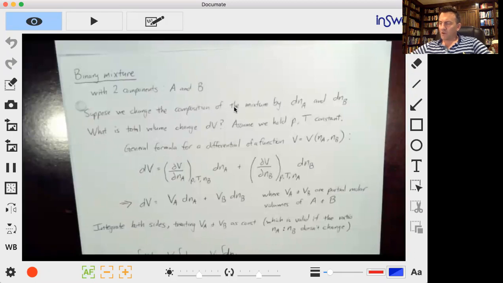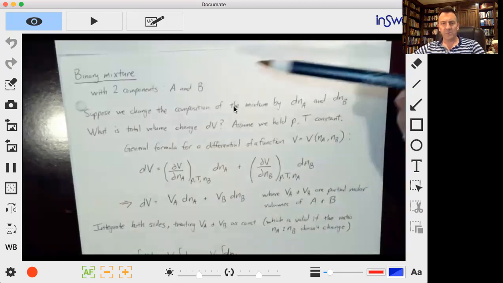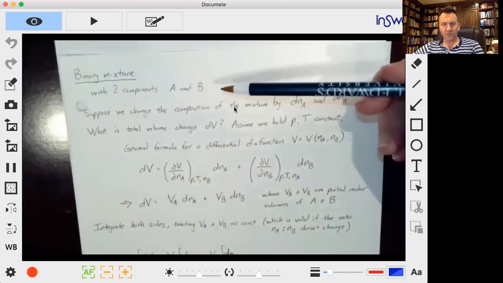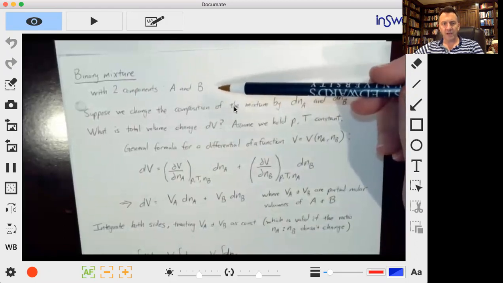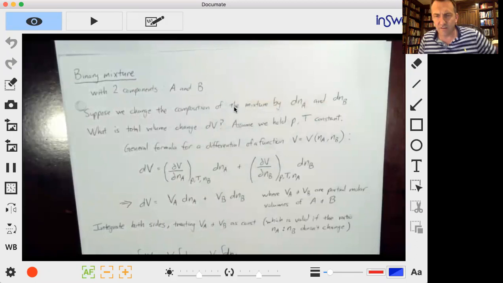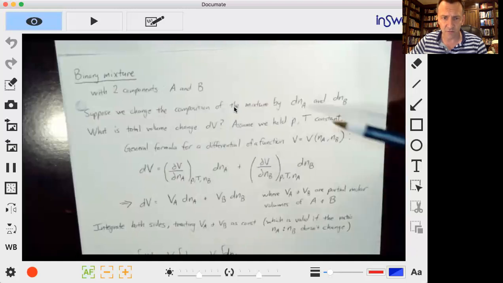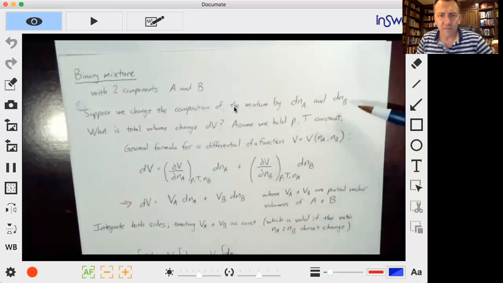Moving on to the next page, binary mixtures. We're going to be talking about binary mixtures, and we're going to label the two components of that mixture A and B. Now suppose we change the composition of the mixture. We're changing the number of moles of A by some small amount, and we're changing the number of moles of B by some small amount. So what's the total volume change, dV?